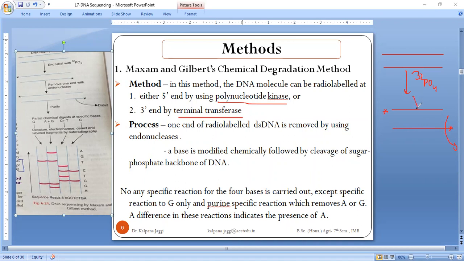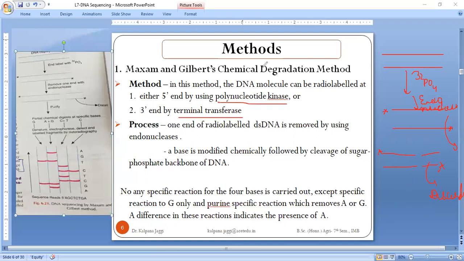So here we are using an enzyme. It is exposed to the action of an enzyme called endonuclease, which will restrict this fragment. I am just supposing that this fragment is being broken into, say, two fragments only. One end is to be discarded, so that we have only one end as a radio labeled one.